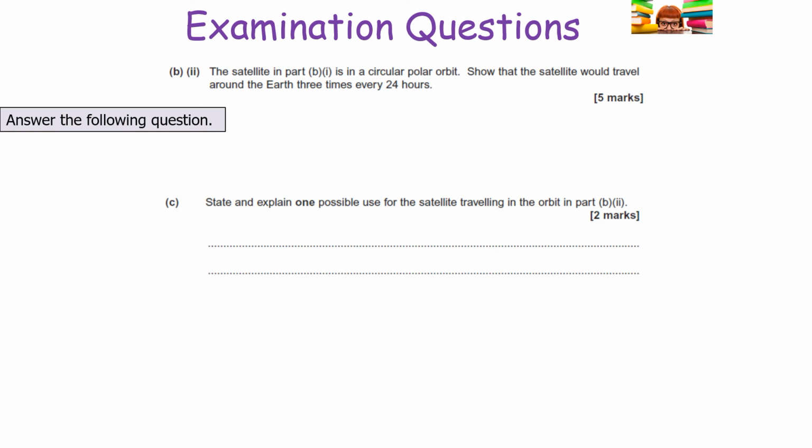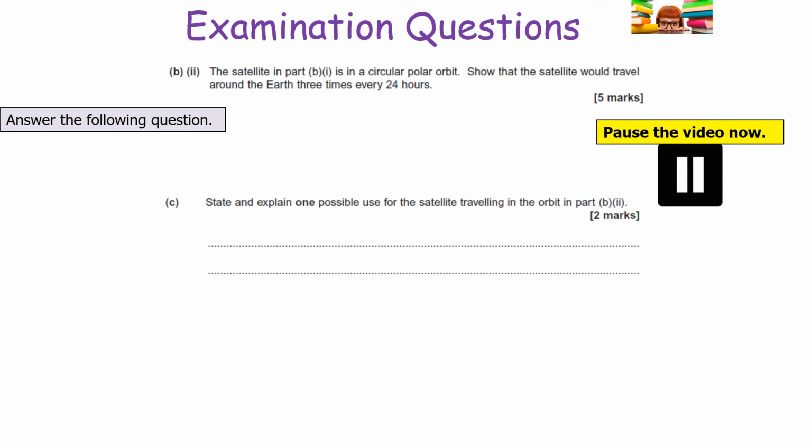Let's now look at the following question. The satellite in that previous question is in a circular polar orbit. Show that the satellite will travel around the Earth 3 times every 24 hours. Then state and explain one possible use for the satellite traveling in that orbit. So pause the video now, then unpause the video when you want to go through your answers.